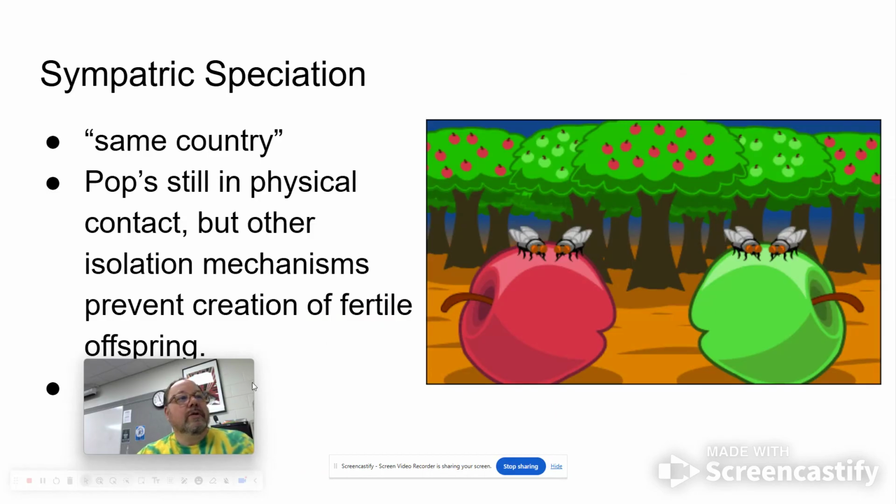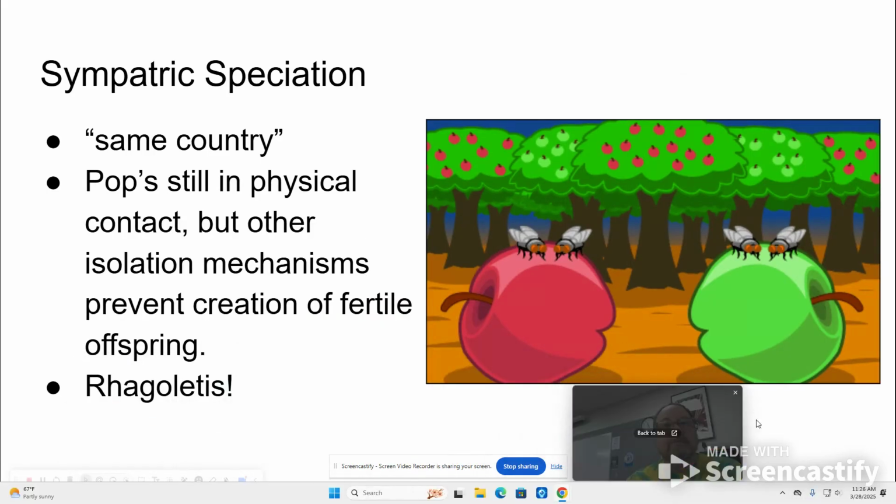Let's see, with sympatric speciation. Sympatric means same country. So the populations are around one another, but something's changing, so they're not reproducing with one another. So it could be temporal isolation where there are differences in timing. It could be behavioral isolation where they have different mating rituals, whatever the case may be. So there's still physical contact between the populations, but they stop breeding with one another, and that limits gene flow.